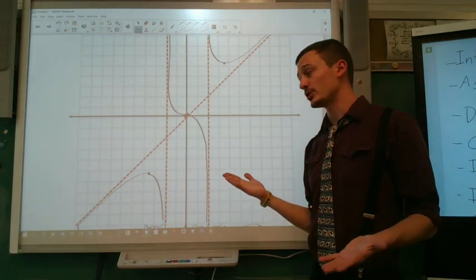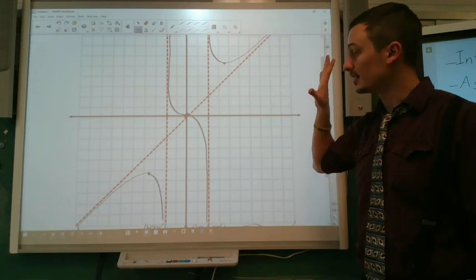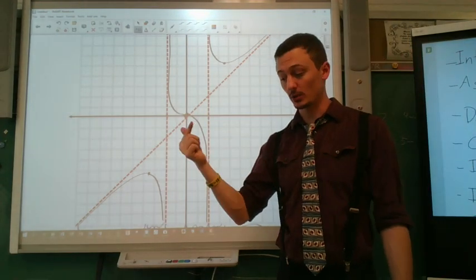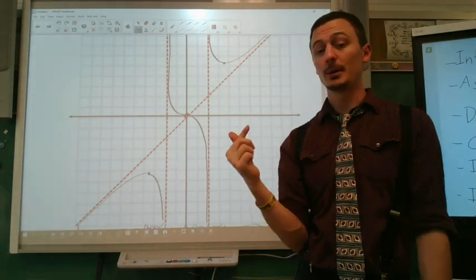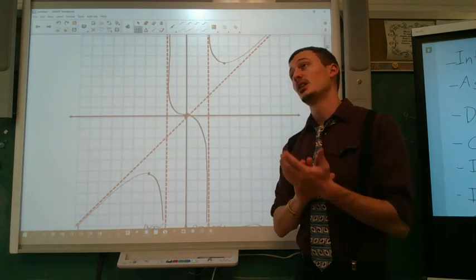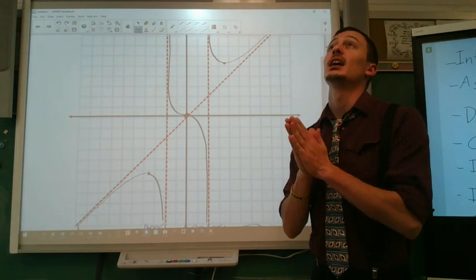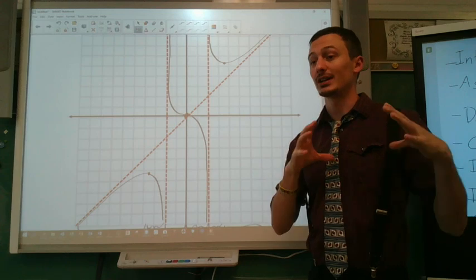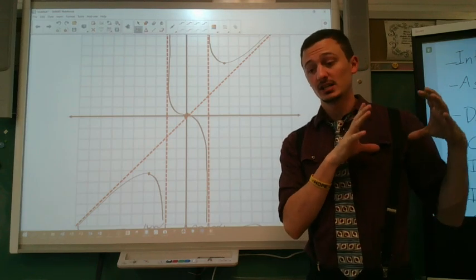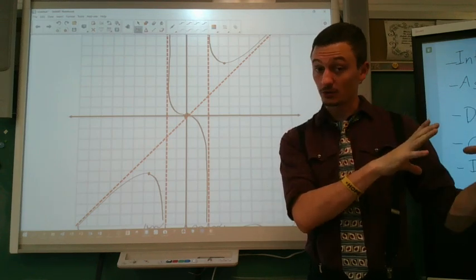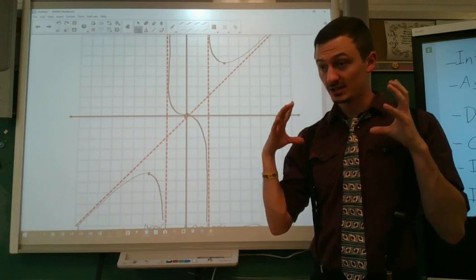So from this one, what I want you to get is that you can have slant asymptotes if the degree of the numerator is bigger than the degree of the denominator. You can have a slant asymptote, in which case you would use long division, and whatever isn't left over at the end is going to be your slant asymptote.